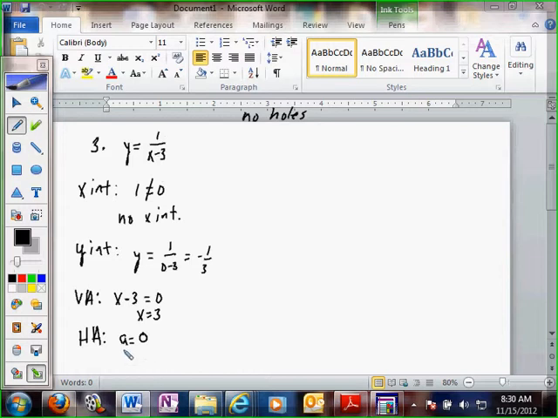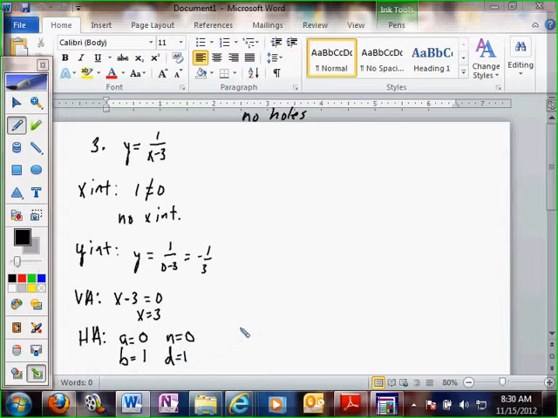Okay? n is the power of x on top, and since there's no x, there's not going to be a power on top as well. Okay? b is the number in front of x on bottom, which is 1. And d is the power of x on bottom, which is also 1.